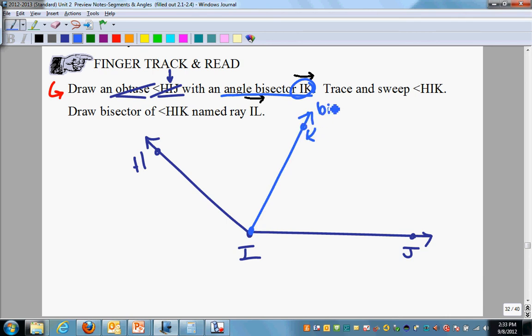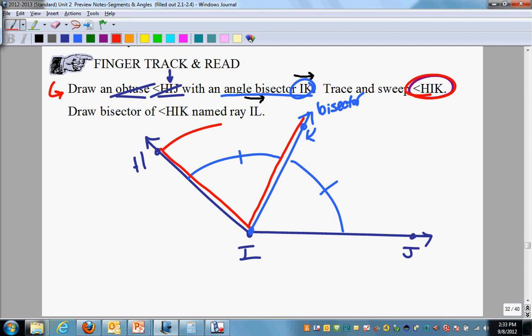IK. Now in order for this to be a bisector, we must do this. Watch carefully. Sweep, hatch, sweep, hatch. That says IK is a bisector. Now, we're going to trace and sweep HIK. So trace and sweep HIK, trace and sweep.